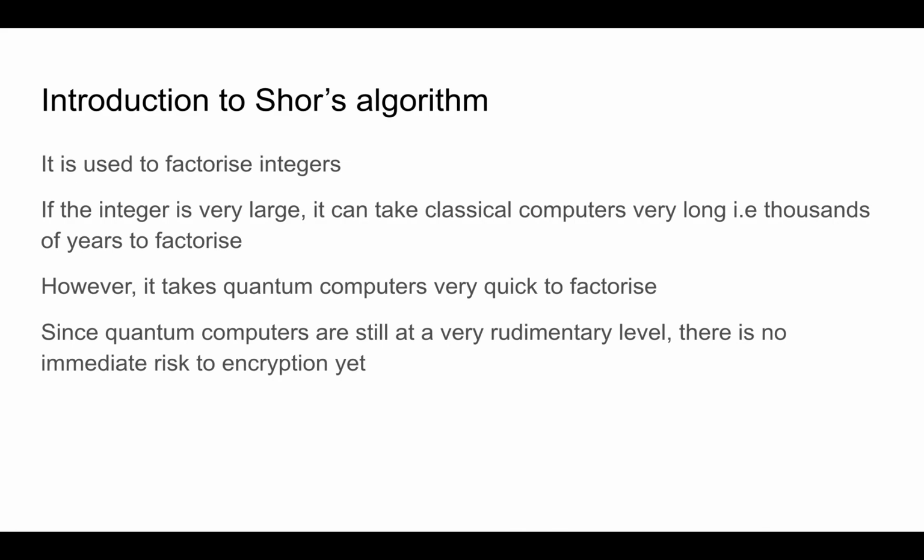For classical computers, the best way to factorize integers is not using the quantum algorithms, but rather using algorithms suited for classical computers, like for example the sieve method. So anyway, quantum computers are still at a very rudimentary level, so there's no need to worry about all this decryption stuff yet. There's no immediate risk to encryption just yet. Quantum computers as of now will not be able to factorize integers that are very, very large. So they are still at a rudimentary level.